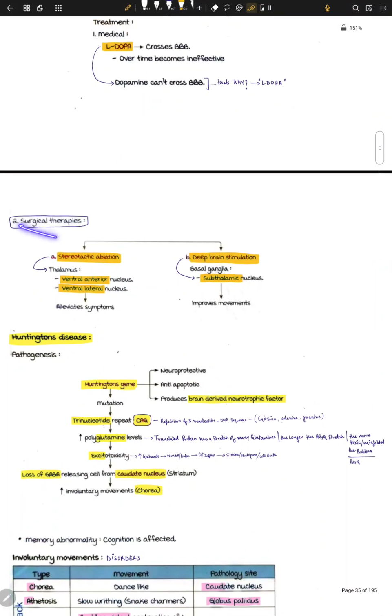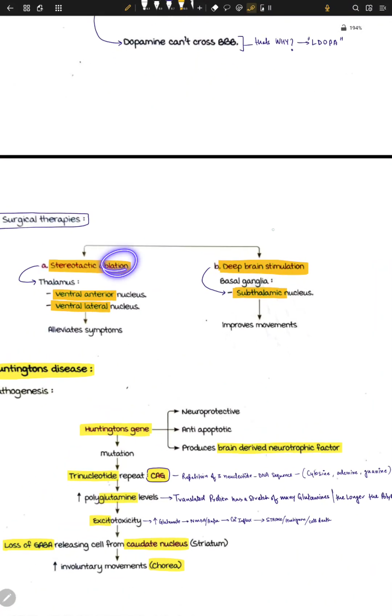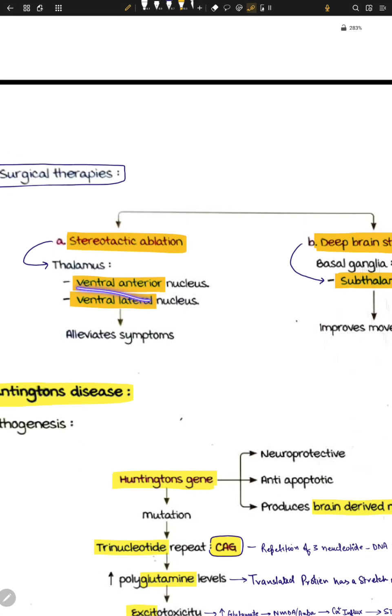What about surgical therapies? Surgical therapy can be ablation and deep brain stimulation. Ablation is just removal. So you can just remove this ventral anterior nucleus. Ablation is literally a little bit different from removal.